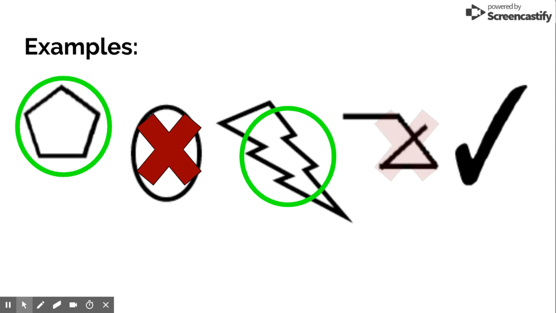Speaking of crossing lines, my fourth shape is not a polygon because those lines cross. And then my fifth shape, the last shape, the check mark, is not a polygon either because it does not connect back to the beginning.